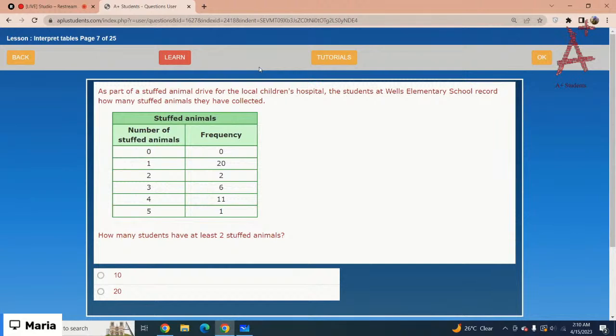As part of a stuffed animal drive for the local children's hospital, the students at Wells Elementary School recorded how many stuffed animals they have collected. How many students have at least 2 stuffed animals? That means the minimum value would be 2, maximum value could be any. Just add the values starting from 2 until 5. So 6 and 2, 8 and 1, 9 and 11 plus 9 makes 20. That means the total is 20. Got it?